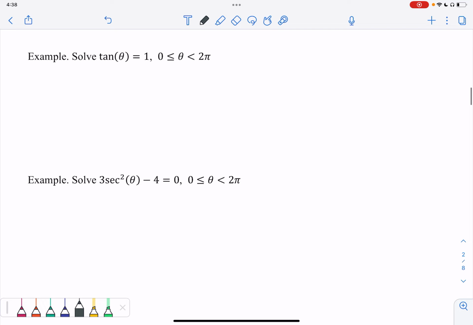Solve tangent of theta equals 1, where again, theta is still within 0 to π. So first I'm going to try to use the unit circle if I can. So I'm going to draw out my unit circle and I'm going to think, where is tangent equal to 1?